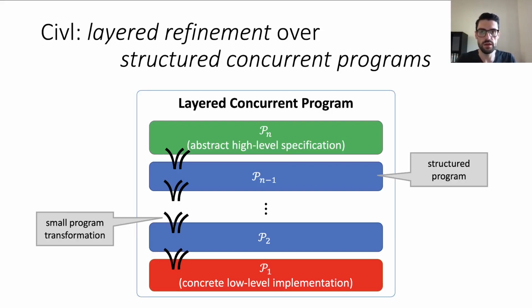And finally, Civl has a syntax called layered concurrent programs that allows the specification of all program layers and their connecting proof steps in just a single syntactic artifact that avoids any repetition between shared parts of the program layers. Now, in the rest of this talk, I'm first going to illustrate some of the program transformations or proof tactics that can be used to connect different layers, and then I'm illustrating the layered concurrent program syntax.